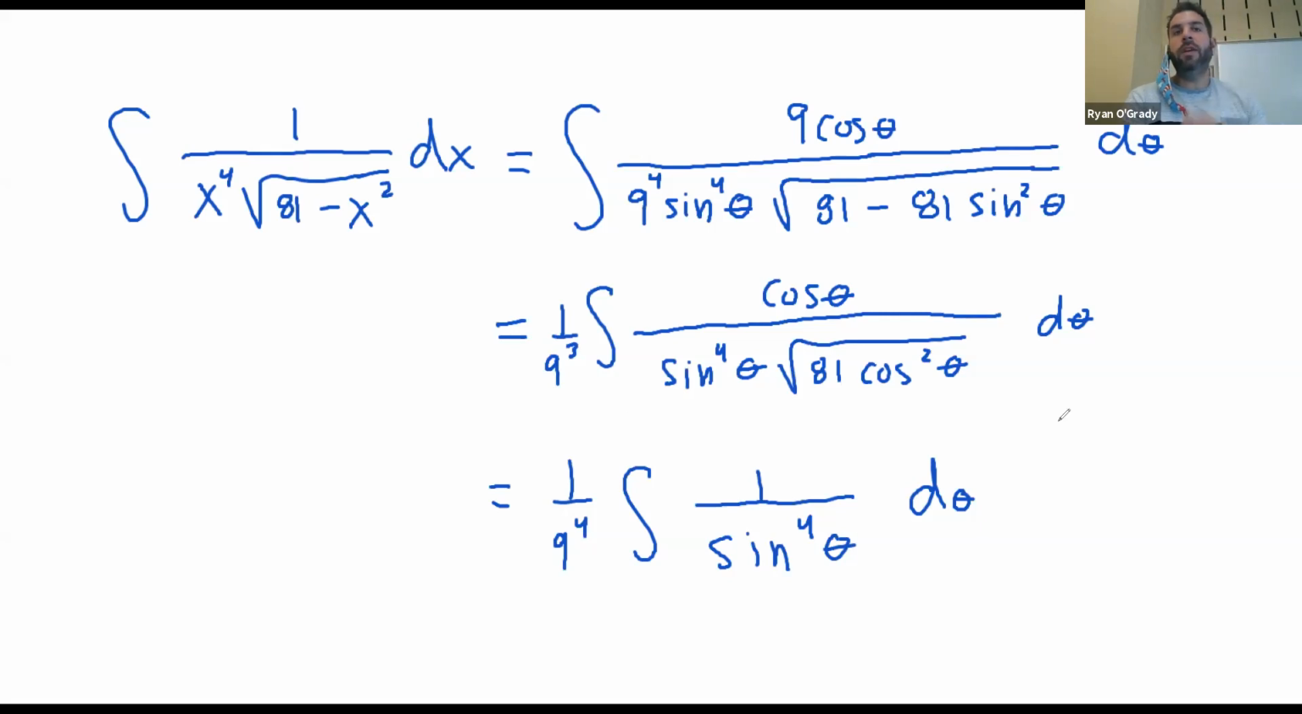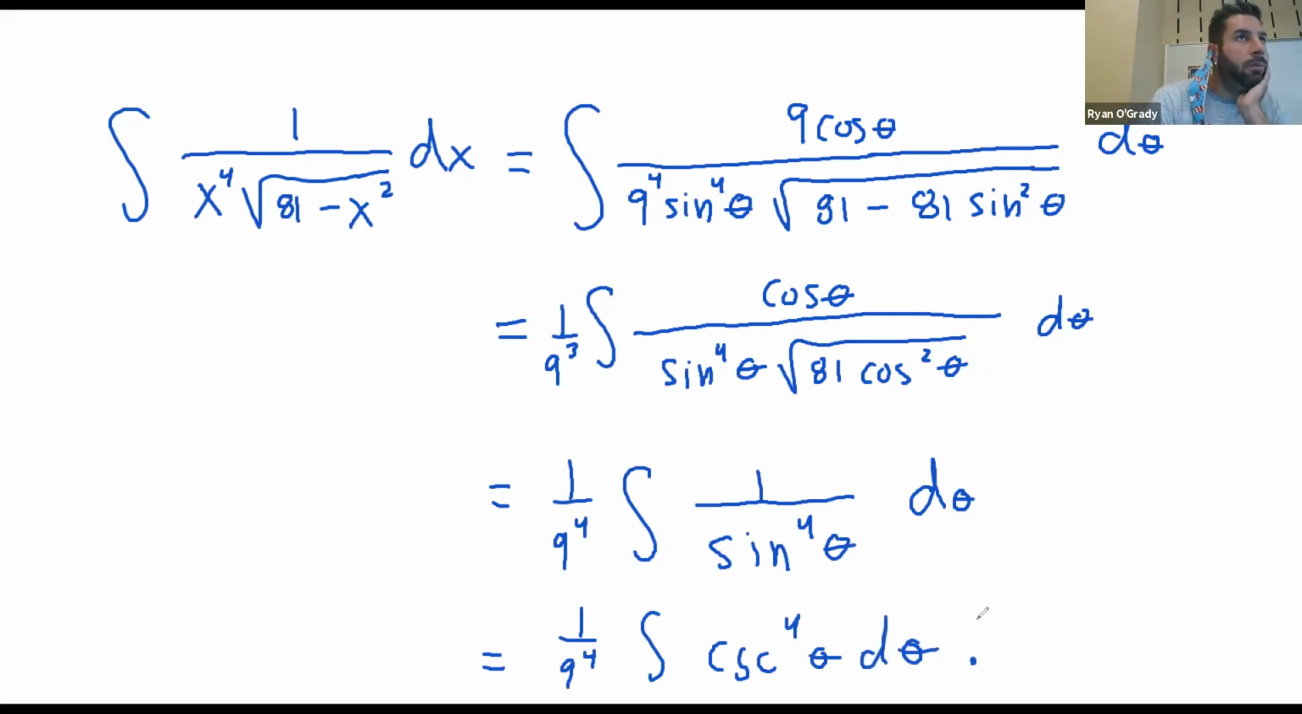So maybe a better way of saying this is right now we're debating. Before we go any further, let's rewrite this in the form that was suggested. We recognize that 1 over sine to the fourth can be written as the cosecant to the power 4 of theta. So let's pause for a moment and think about how we might integrate this creature.